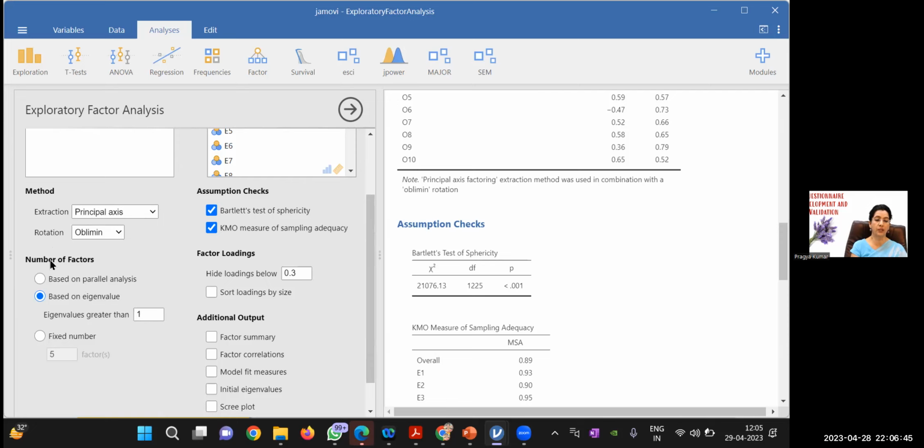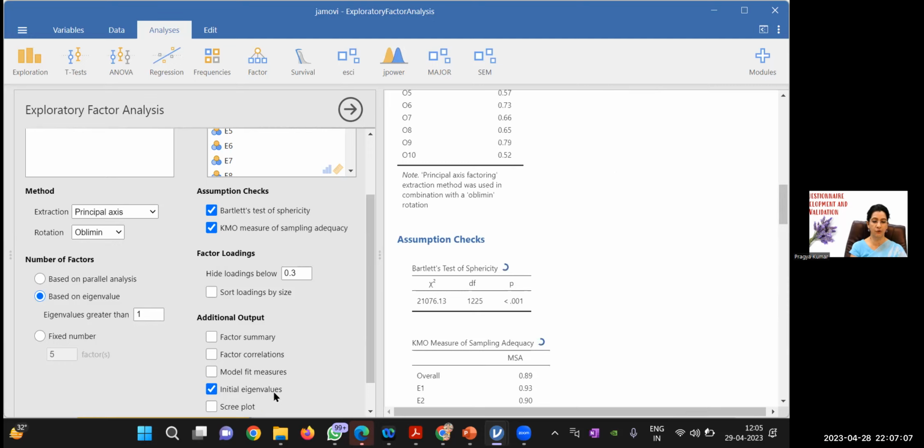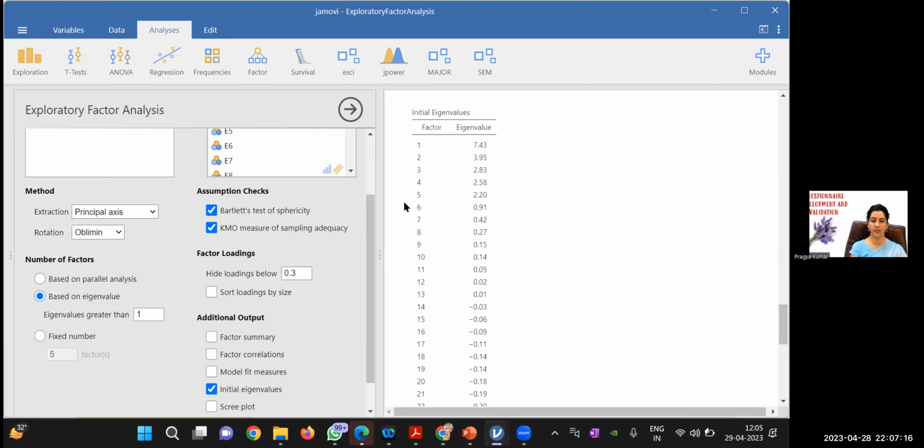Then in the 3rd step comes the number of factors: on what basis you want the number of factors to be extracted. Either parallel analysis or on the basis of eigenvalue. If I have taken the eigenvalue, you have to click initial eigenvalue in the additional output. It will give you the eigenvalue of each individual factor. You can see that till factor 5 it is more than 1, and after that it is less than 1. So it is 5 factors.